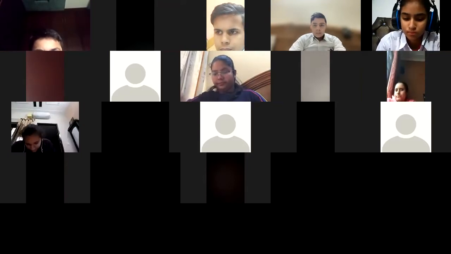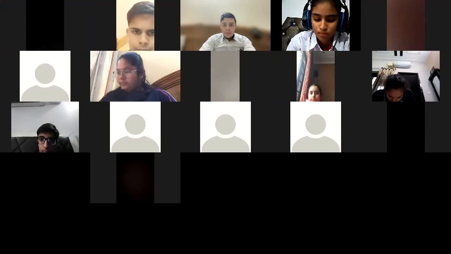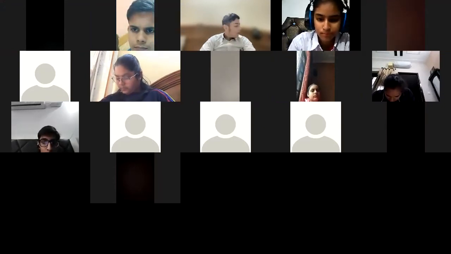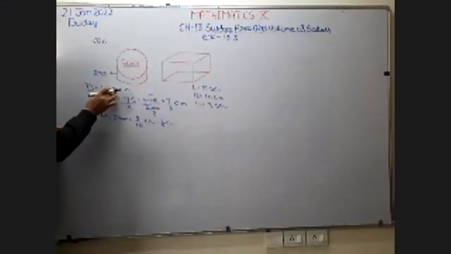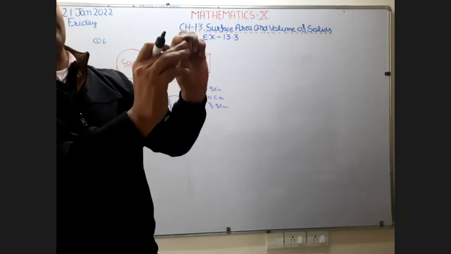Now the thickness of the coin is given. What do you mean by thickness? See, this is your coin. So this is the thickness. This thickness is given. The thickness of the coin is given as 2 mm.